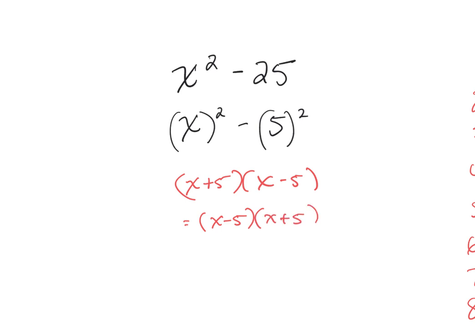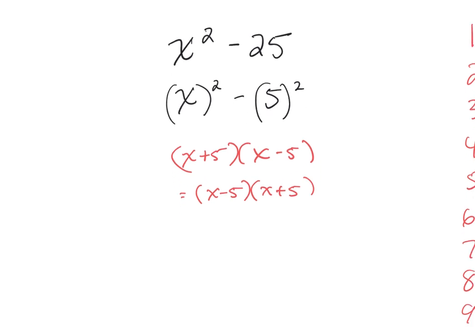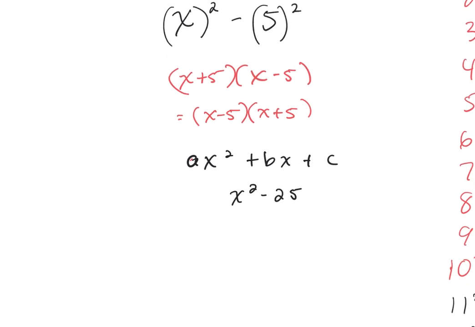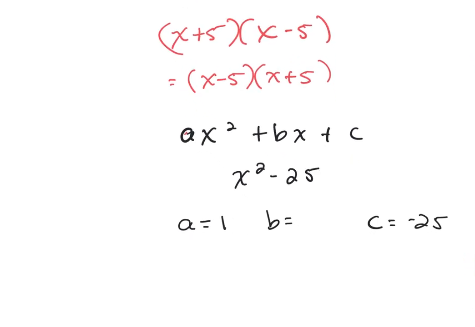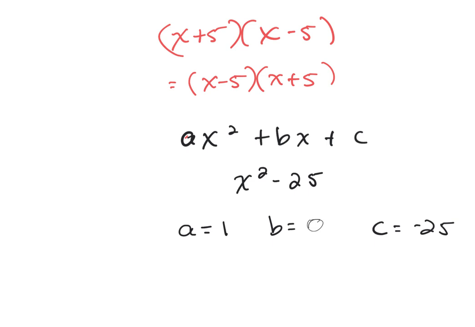Okay, but what if a is not equal to 1, right? Because these are quadratics after all. They are quadratics, and every quadratic is ax squared plus bx plus c. And if you have x squared minus 25, you know that you must have an a, b, and a c. A is equal to 1, c is equal to negative 25. So b is equal to 0 here. Difference of squares is when b is equal to 0.